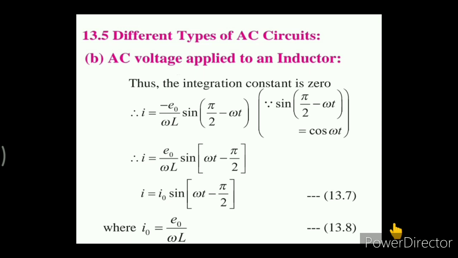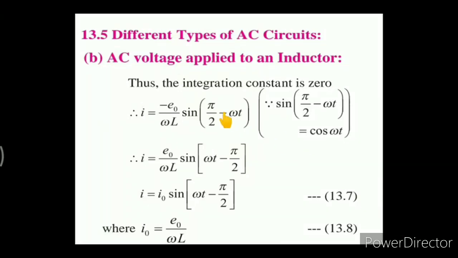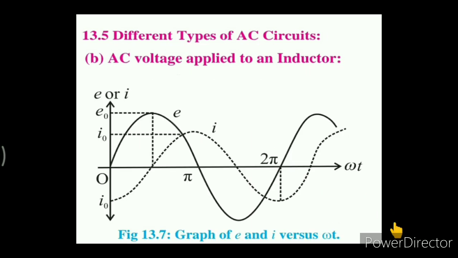Here I0 is nothing but the peak value of the current, which we are getting as E0 upon omega L. The equation I is equal to I0 sine omega t minus pi by 2 gives the alternating current developed in a purely inductive circuit when connected to a source of alternating EMF. As here it becomes sine minus theta, which is equal to minus sine theta, minus into minus becomes plus. Let's have a graph of E and I versus omega t.